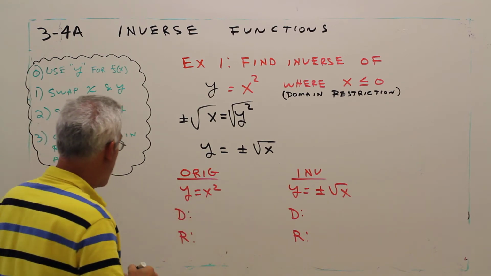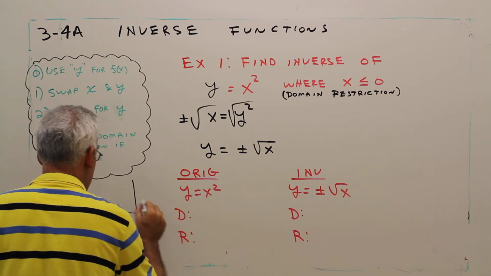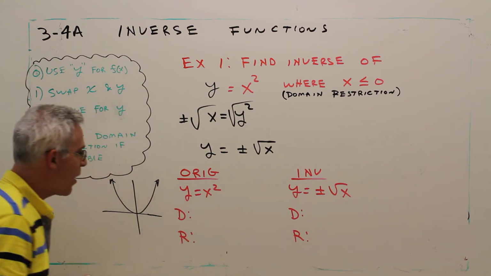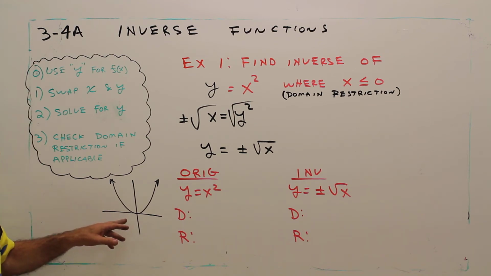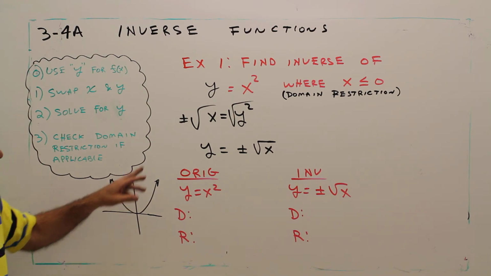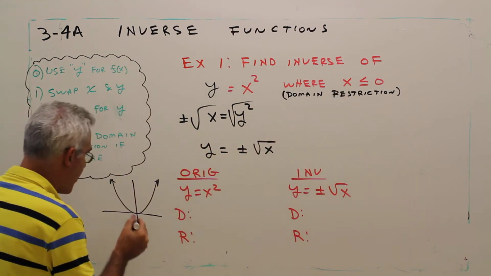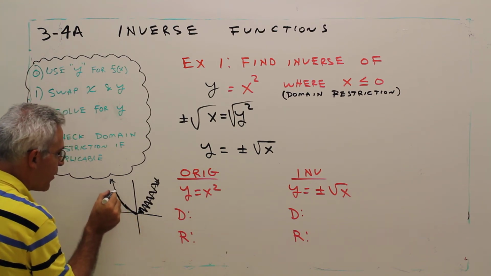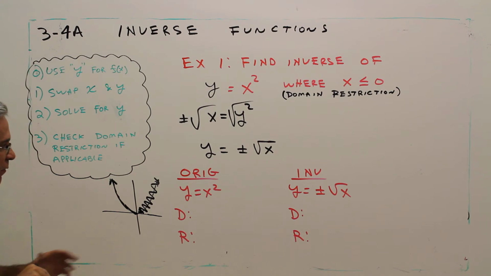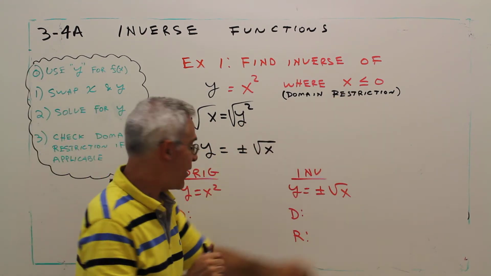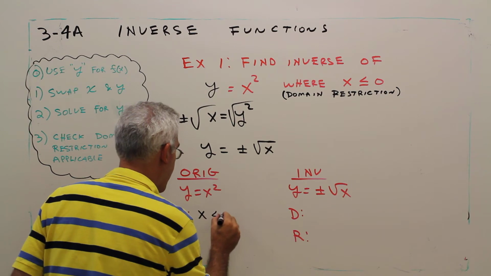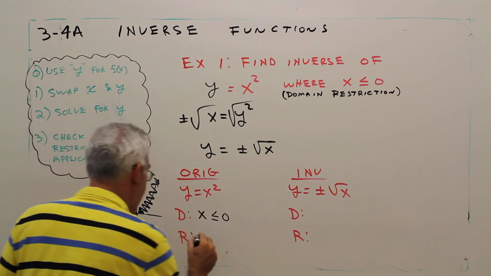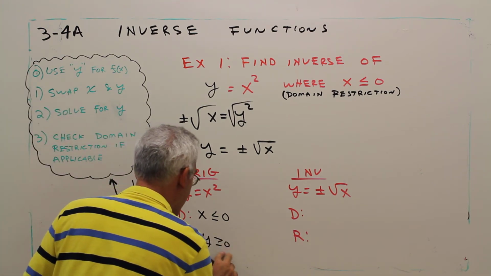So y equals x squared, I'll just sketch that right here. Now keep in mind, it said x was less than or equal to 0, so this part is all gone. So it's really just this part that I'm going to concern myself with. So the domain was given to me, x less than or equal to 0, and the range, that's just the vertical part of the graph, all y greater than or equal to 0.